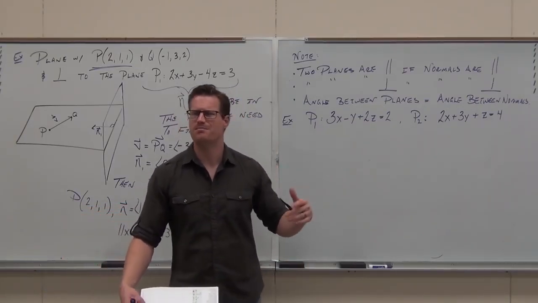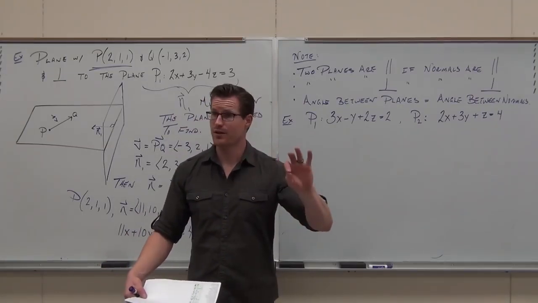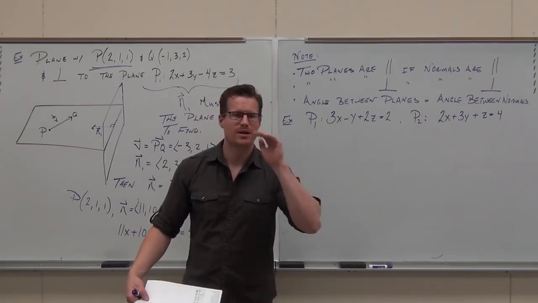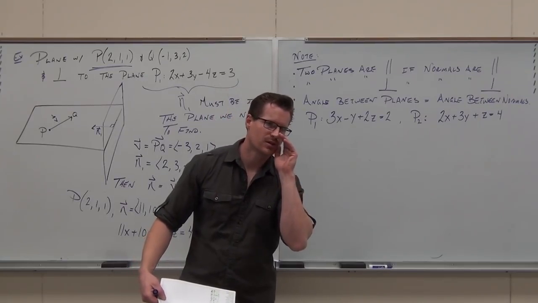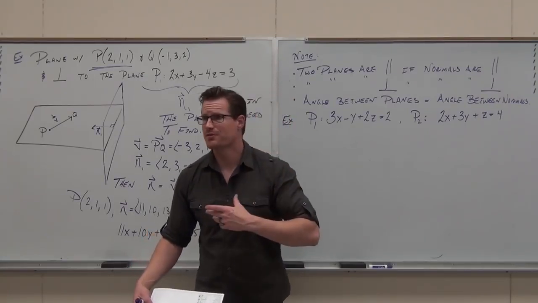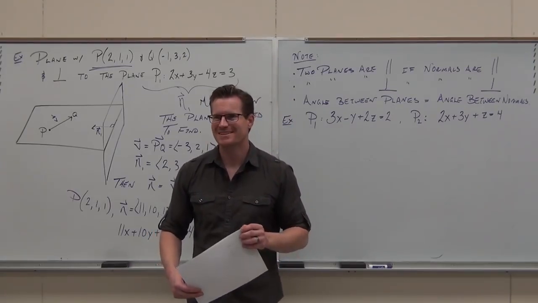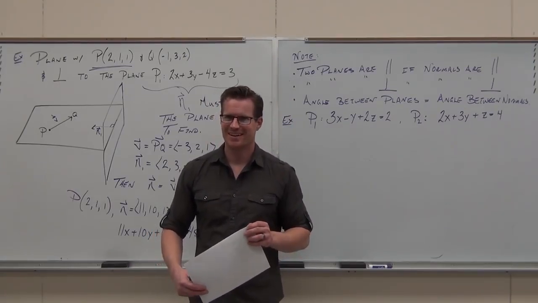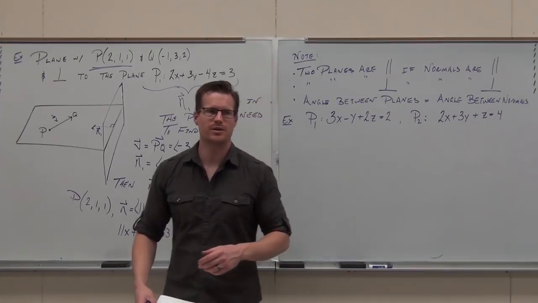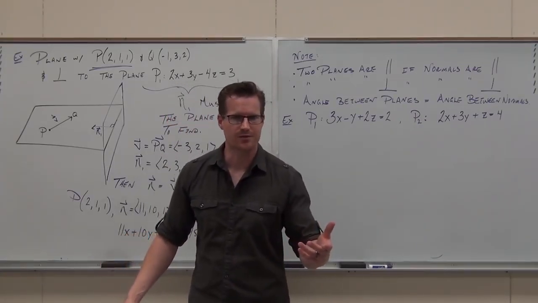I'm going to go very fast in about a minute. Okay, I want you to find the normal vectors first. Determine if they're parallel: scalar multiples. Determine if they're orthogonal: dot product. And if they're neither, find the angle between them. If they're perpendicular, obviously the angle is 90 degrees. If they're parallel, the angle is 0.